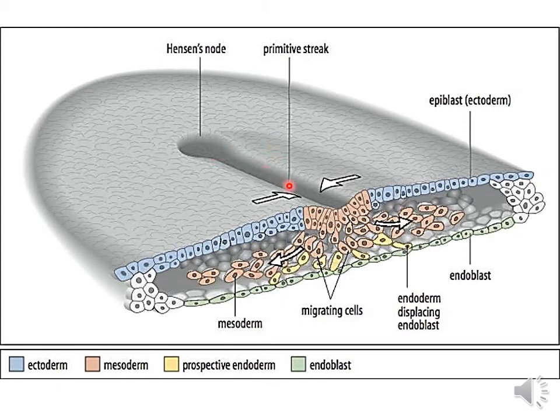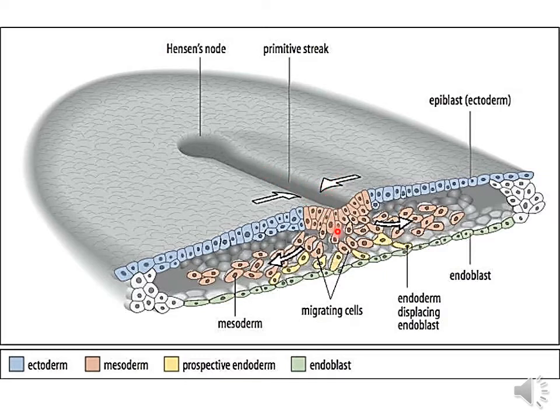Here, this is the primitive streak, and this is Hensen's node or the primitive node. These arrows point to the direction of the migrating cells. This is the epiblast. Cells around this structure, or close to this structure, start to detach from this epiblast and migrate in this direction, entering the primitive streak.